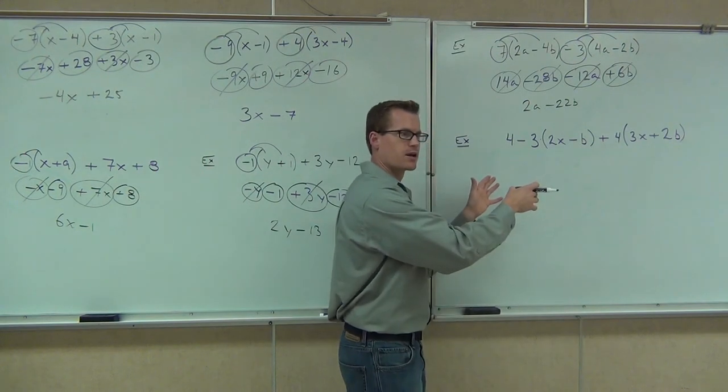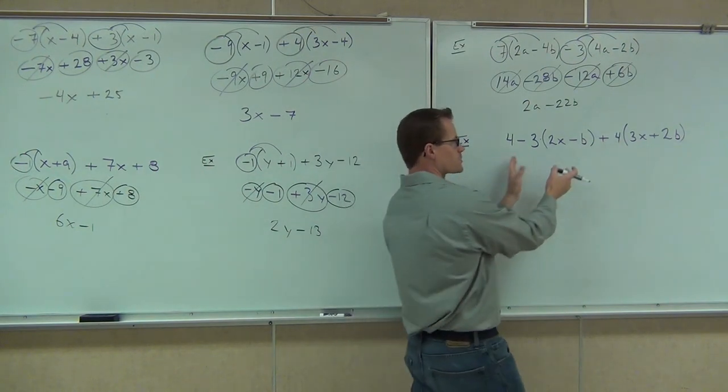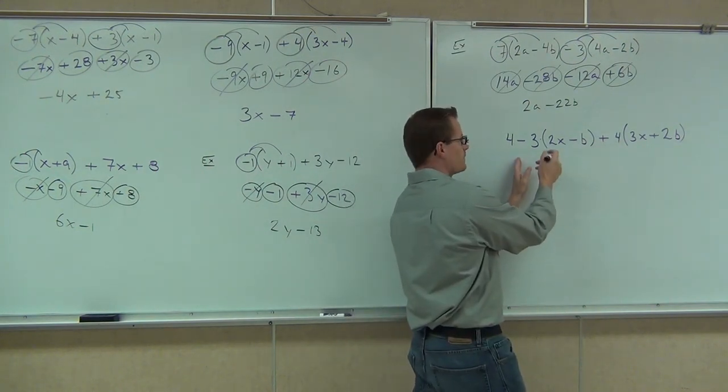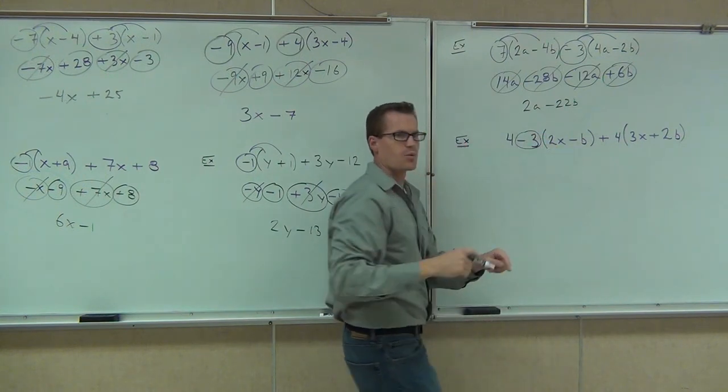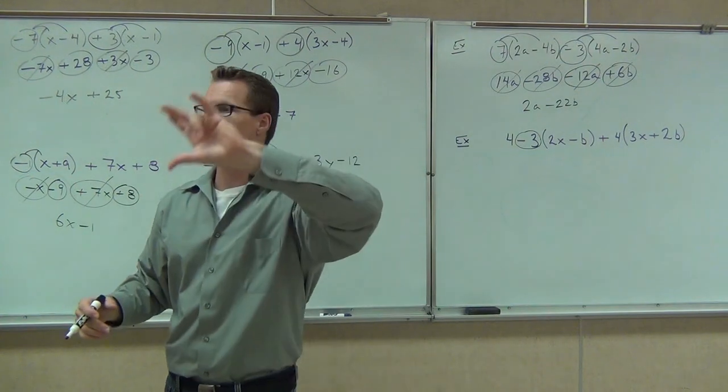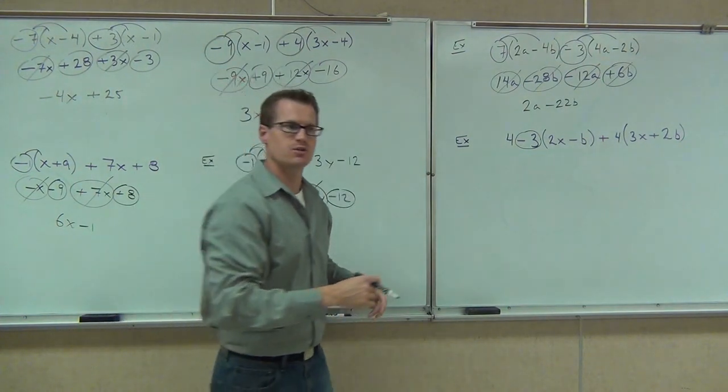We'll look at this thing right here. What are we going to distribute first? What's the first thing here? Negative 3 to 2x. Not just a 3, but remember, I'm having to circle the number with the sign. That negative 3 has to go to both those terms. Let's do this together and see what we get.